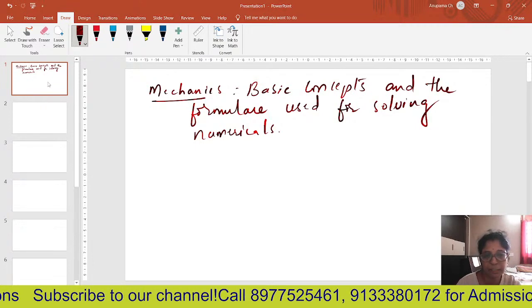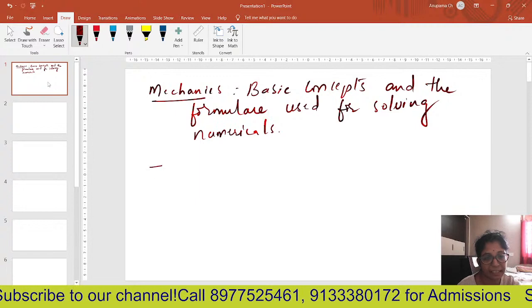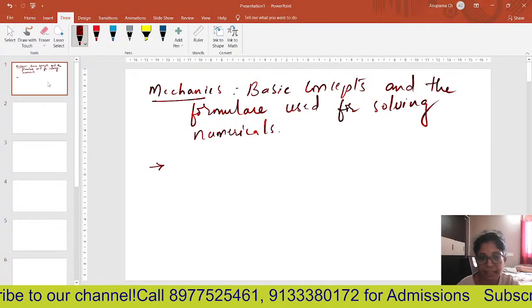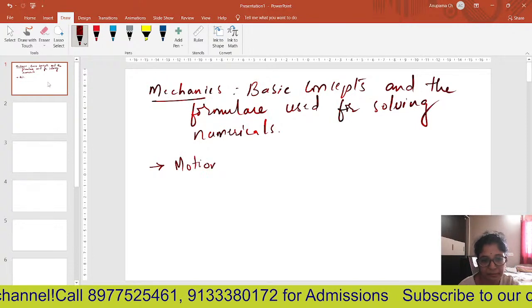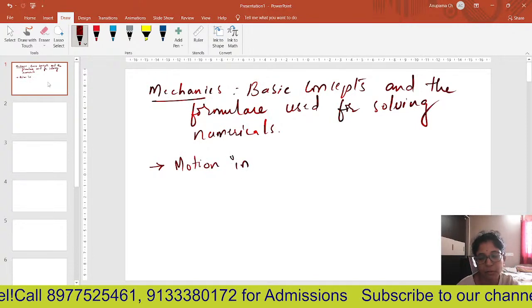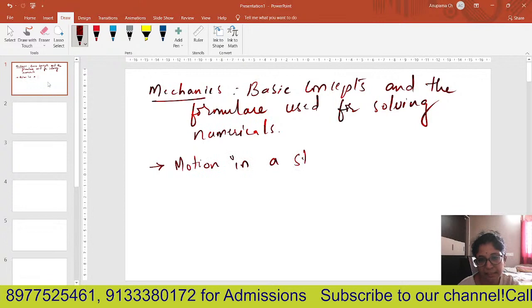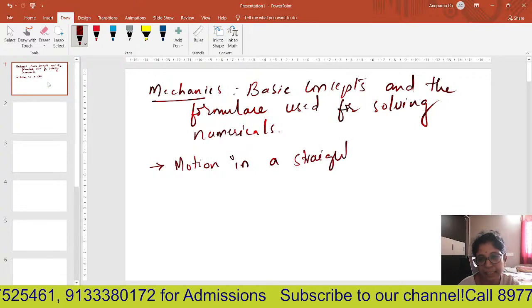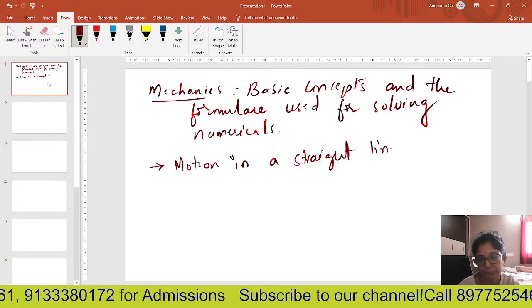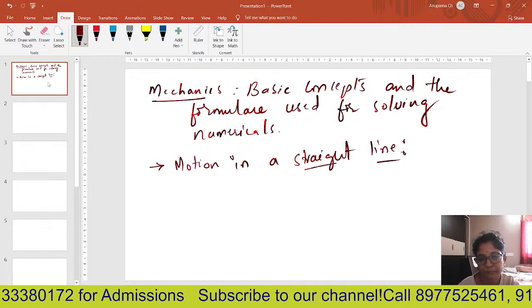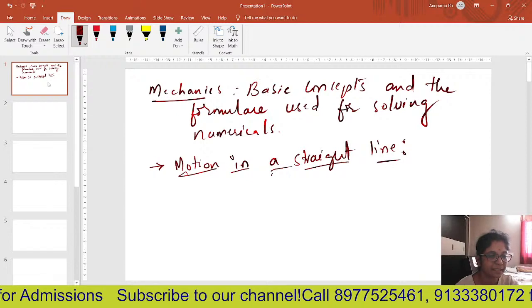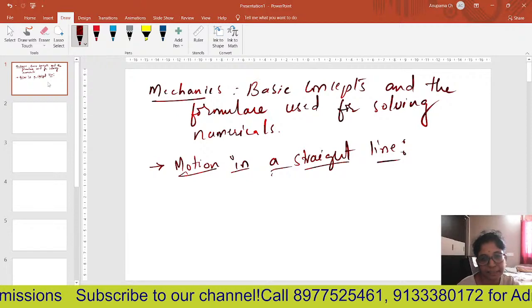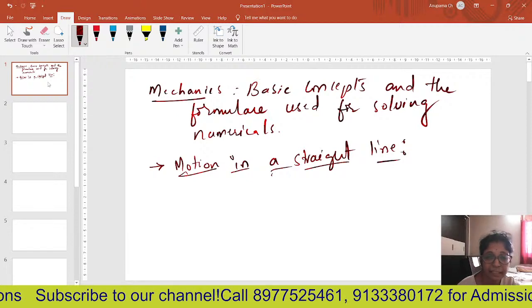So now, what are the lessons we have in mechanics? The first lesson we start with is motion in a straight line, isn't it? So lesson by lesson we'll go. Motion in a straight line. This is the first lesson we have, right? Motion in a straight line is also called as kinematics, right?